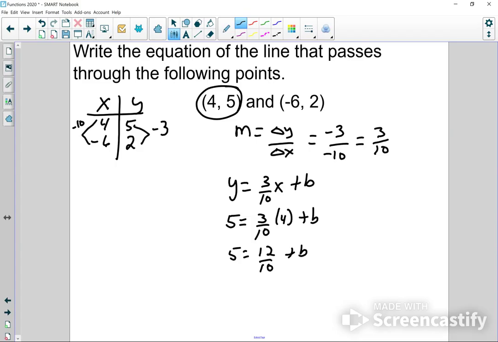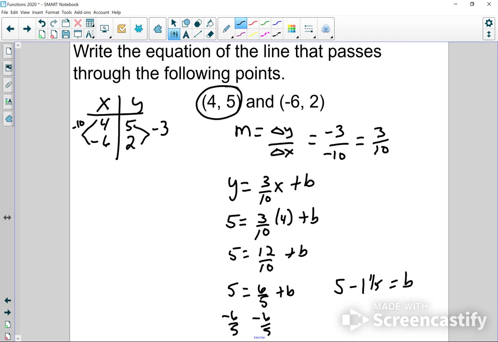So what's 12 over 10? Can I reduce that? I can. 5 equals 6 over 5 plus b. So then if I use inverse operations, I got to subtract 6/5 from both sides, don't I? Well, that's 5 minus 1 1/5 equals b.